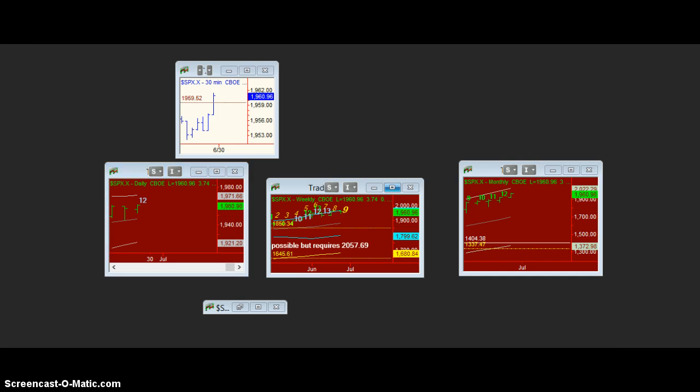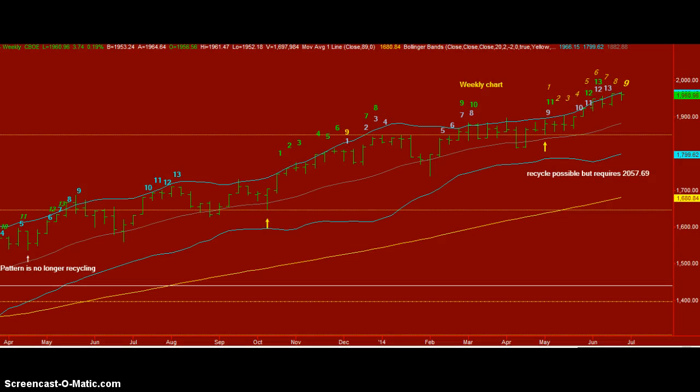If we look at a weekly chart, Friday we completed bar 9 of a 9-13-9 sequential sell signal, which is in alignment with the sell signal on the daily chart. A recycle from here would require almost 100 points higher. It isn't impossible. I don't think it will happen.